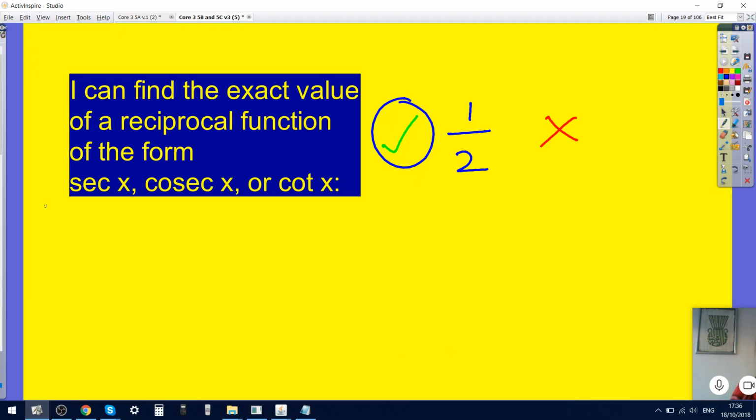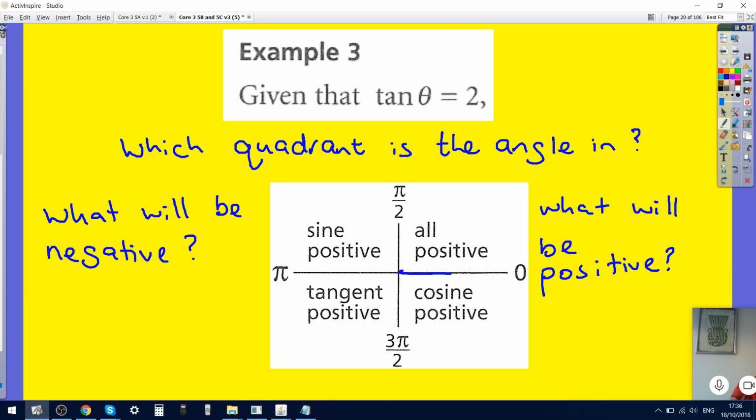And to summarize that information, if going to the right is 0, it starts from 0 and turns anticlockwise, and if you turn this into degrees to make it simpler, instead of pi over 2 it's 90 degrees. They're all positive from 0 to 90. Only sine is positive between 90 and 180. Only tan is positive between 180 and 270, and only cos is positive between 270 and 360. So using that, you're told tan theta is positive 2. Which quadrant could the angle be in?